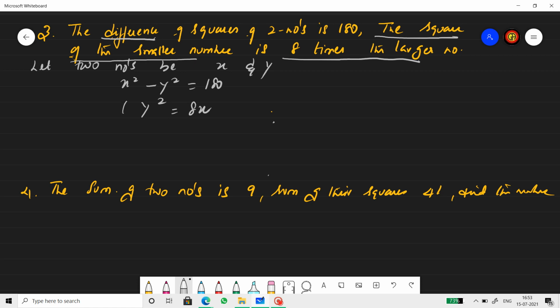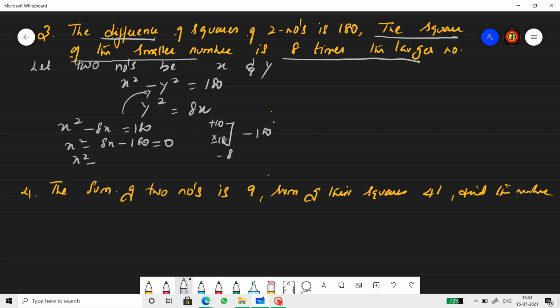Now let us substitute that in the first one. So you get x square minus 8x equals 180, so x square minus 8x minus 180 equals 0. Now split the middle term. Product is minus 180, sum is minus 8. So 10 into 18 will give us 180, and minus 18 plus 10 will give us minus 8.